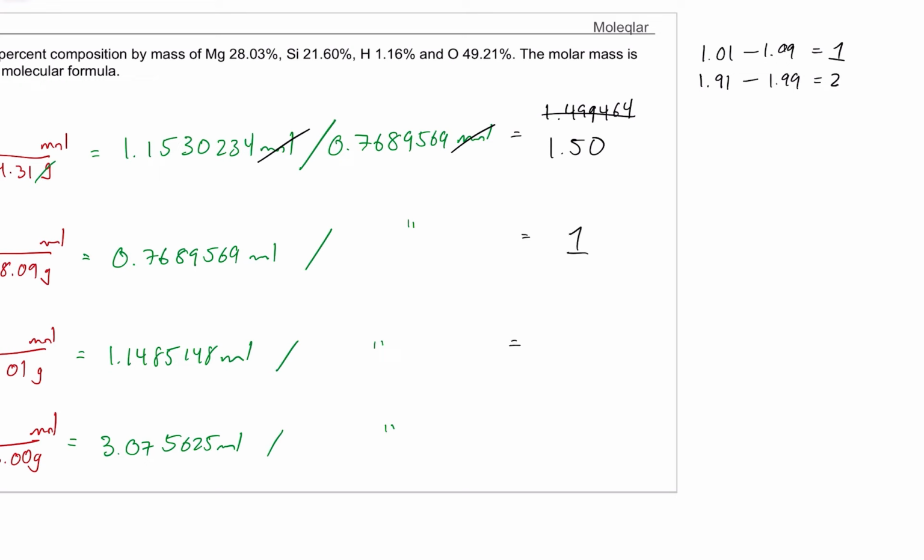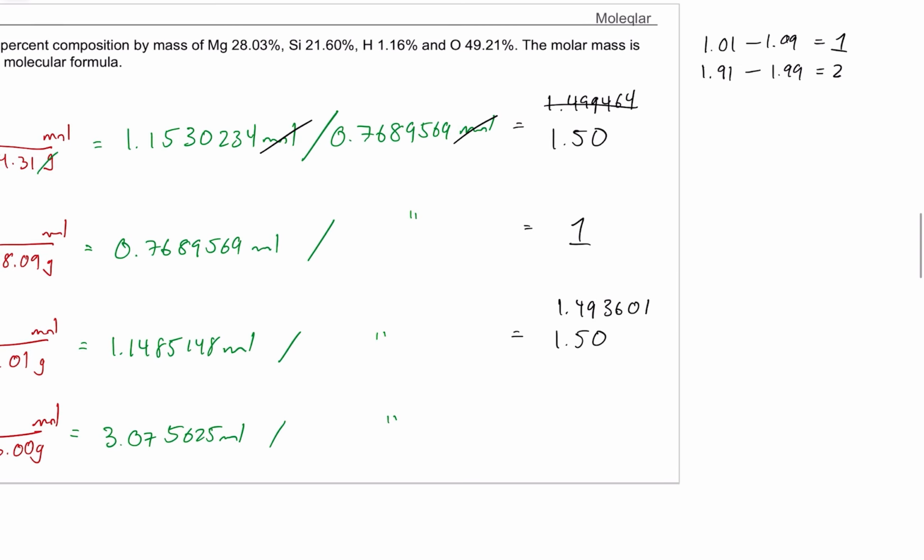And here, what we have is 1.493601. So once again, we cannot just simply round these up or down. This is going to look like 1.50. So once again, we'll talk about what we're going to do here. And for this one here, we're going to get 3.999736, which does fall into the range of rounding up. And so this is going to be 4.